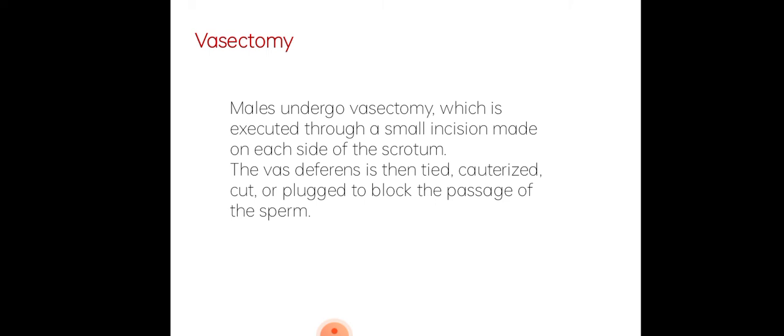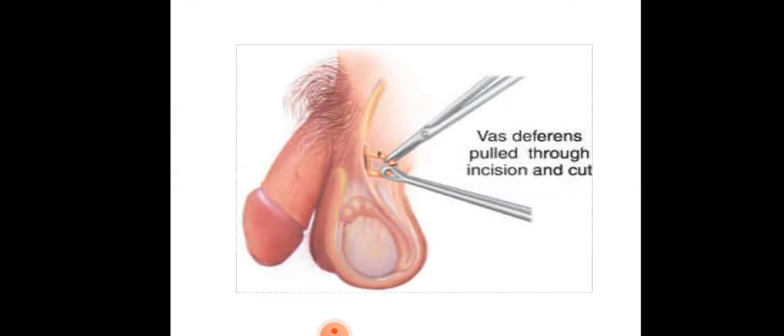Vasectomy. Males undergo vasectomy, which is executed through a small incision made on each side of the scrotum. The vas deferens is then tied, cauterized, cut, or clipped to block the passage of the sperm. The vas deferens is pulled through the incision and cut.